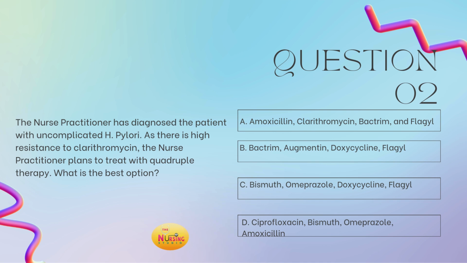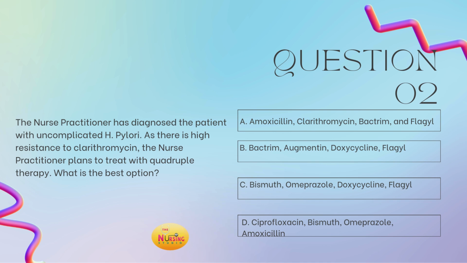Now, just a sidebar, I know in practice we do our own thing. Sometimes in practice, providers will just go with their preference. But for boards, for testing purposes, we do textbook, it's a perfect world, right? When we're testing for boards, you need to know that if they're telling you there's a high resistance to clarithromycin, then you're not going to give clarithromycin, right? Which is that triple therapy. Remember, I just told y'all about CAP.